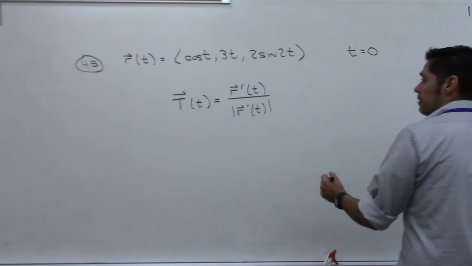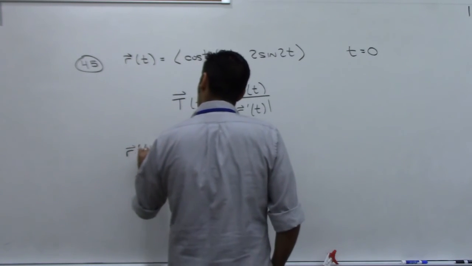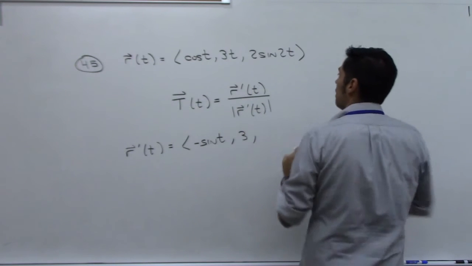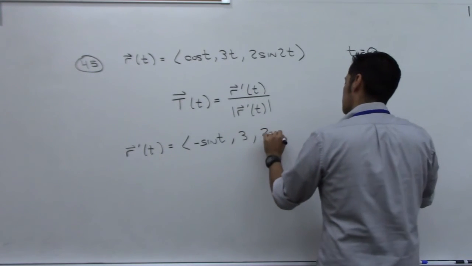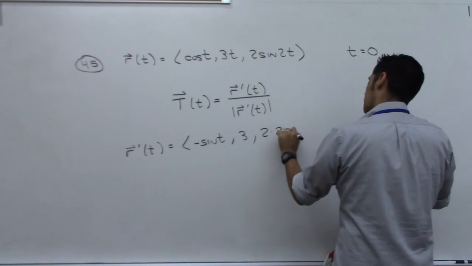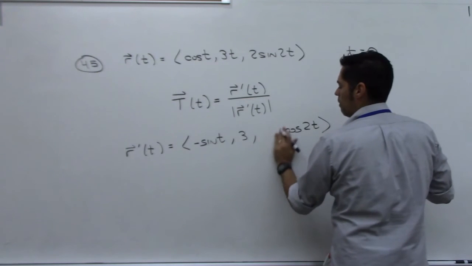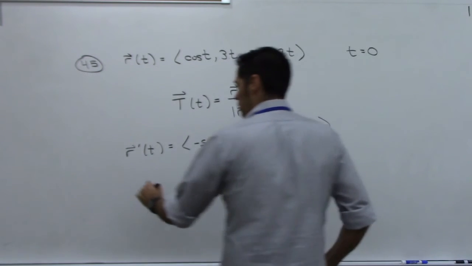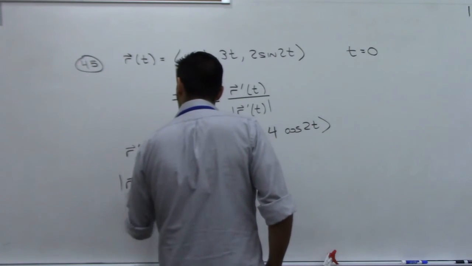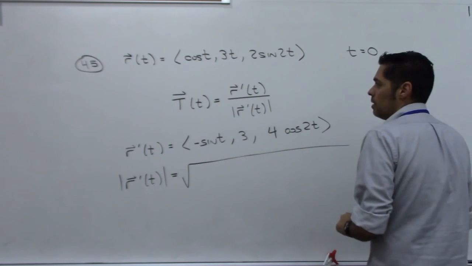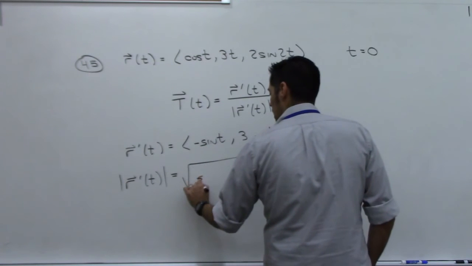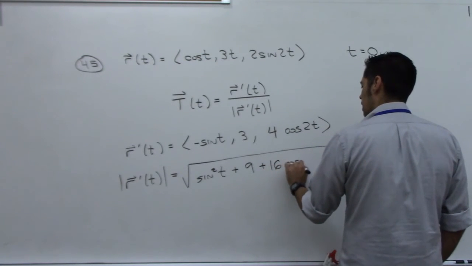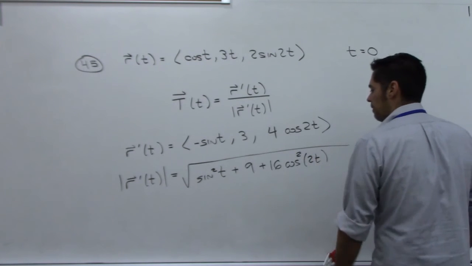All right, so I need a couple of things. I need the derivative first. So let me find the derivative. Negative sine t, 3, and then here, the 2 is going to come for the ride. Derivative of sine of 2t is cosine 2t, but then times 2 again. So chain rule. This will be a 4. So there's your derivative. Now I want to scale it by its own length. So let me find the magnitude, which is the square root of, and now we get to start squaring stuff. This squared is sine squared t plus 9 plus 16 cosine squared 2t, like that.